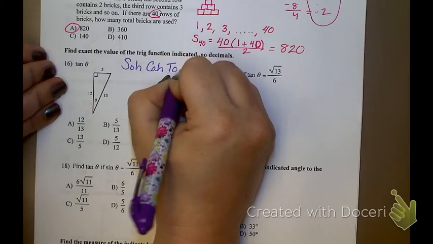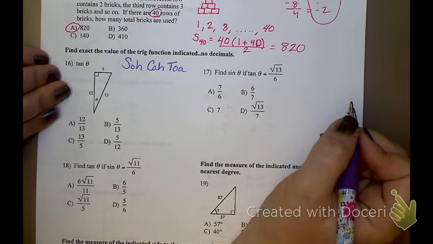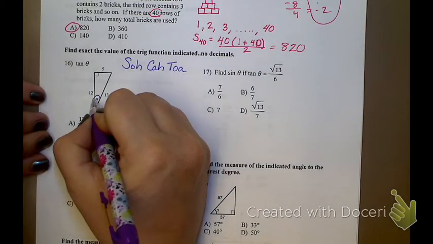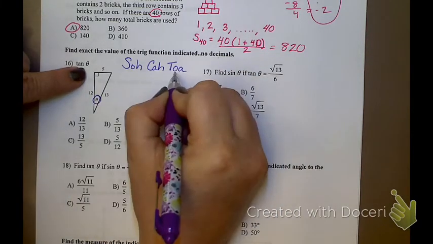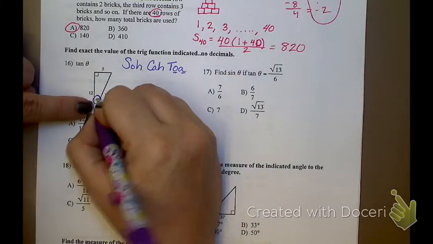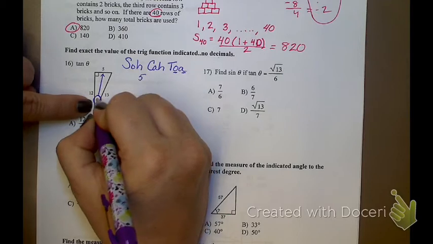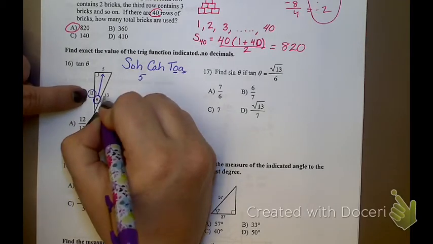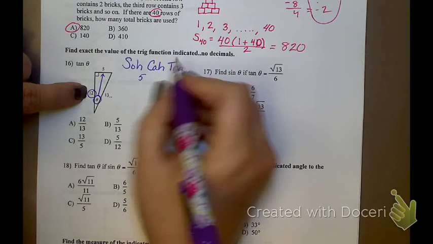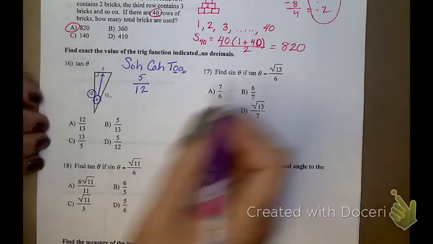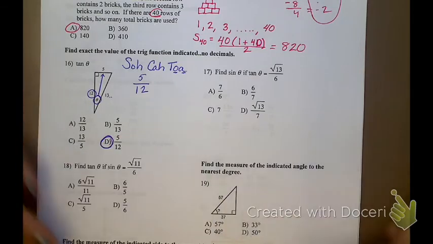SOHCAHTOA. Again, that might be something for your note card, or your pink sheet, I should say. So here's theta, and I need to find tangent. Tangent is opposite over adjacent. So opposite theta would be 5. Adjacent would be 12, because my only two options left are 12 and 13. One of those is the hypotenuse. The other one would be my adjacent. Therefore, my answer there is D.